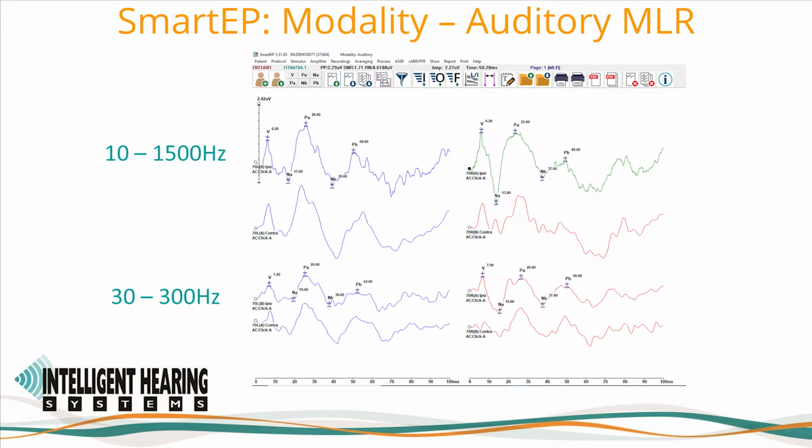PA occurs between 21 and 38 milliseconds. NB occurs just after PA, and PB occurs after NB at approximately 50 milliseconds. NA and PA are used clinically for presence and absence assessment, as well as latency and amplitude analysis.